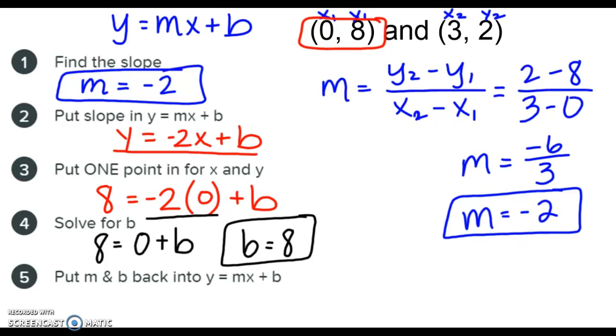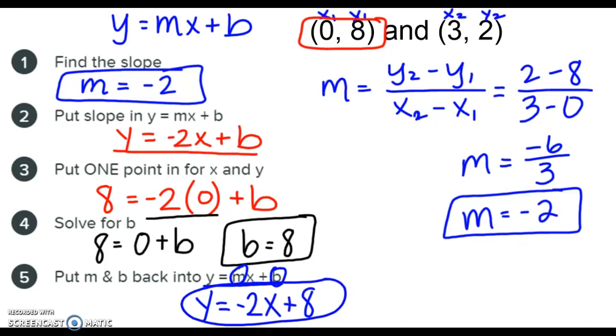And then our final step. Our final step, we just plug m and b into the equation. I should have a y in my final answer, and I should have an x in my final answer. So I just plug in the slope and the y-intercept. So my final answer: y equals negative 2x plus 8.